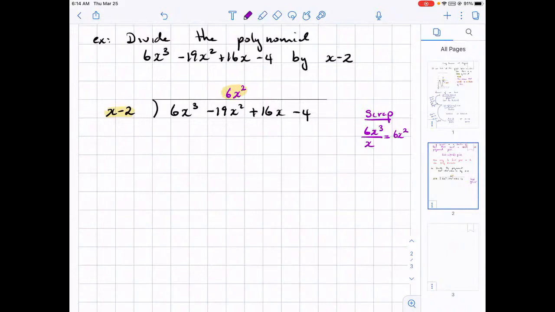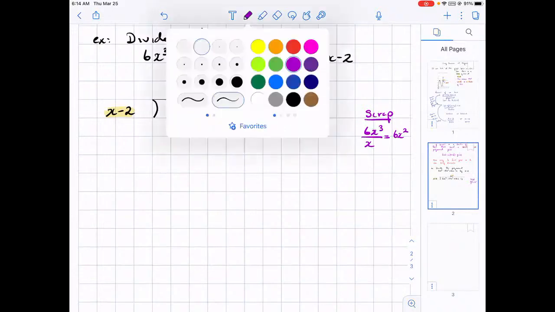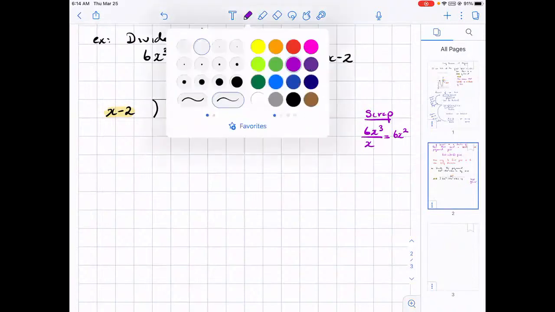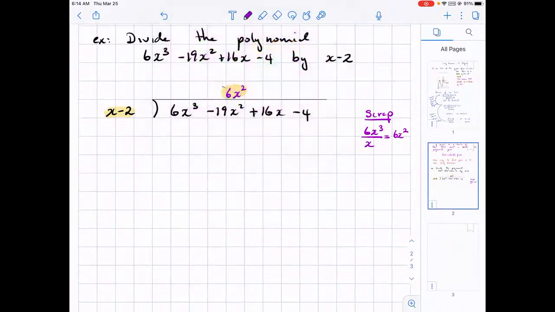And what I'm going to do now is multiply this by everything here. So 6x squared times x becomes 6x cubed, and 6x squared times minus 2 becomes minus 12x squared. And remember, we always have to subtract.